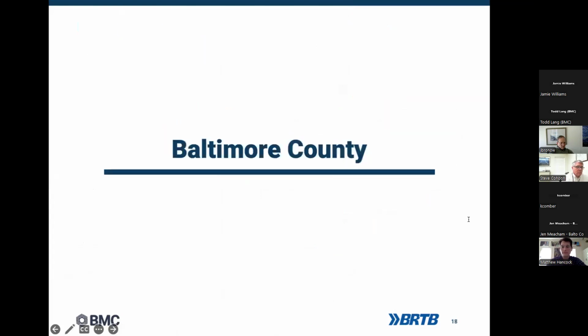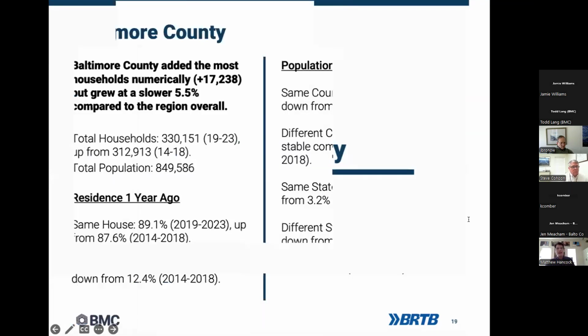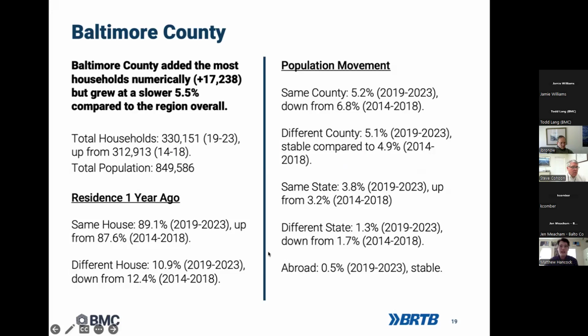In Baltimore County, adding the most households numerically, but still at a slower rate compared to overall regional growth. Looking at a total population of about 850,000 now, with about 330,000 households, seeing roughly 90% of that population staying in the same house, which is going to be the kind of narrative that this data is presenting: that there has been less movement of households region-wide.